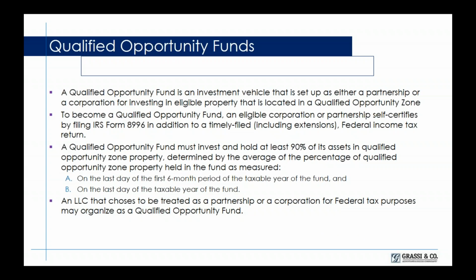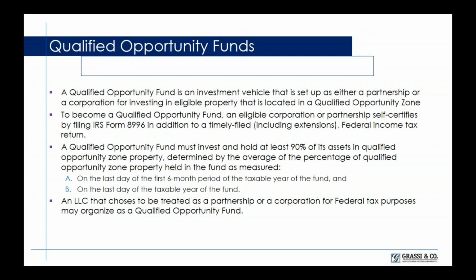So essentially there are two types of vehicles. There's one, just the opportunity zone itself, where people can do a direct investment. That's probably not feasible for many people. So there was also something created, which was a qualified opportunity fund, where the fund will invest in the qualified opportunity zone. A qualified opportunity fund is an investment vehicle that is set up as either a partnership or a corporation for investing in eligible property that is located in a qualified opportunity zone.